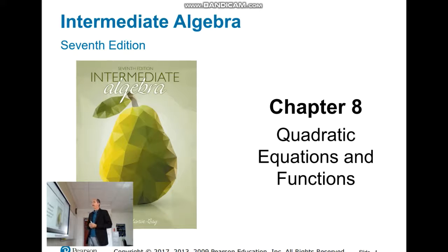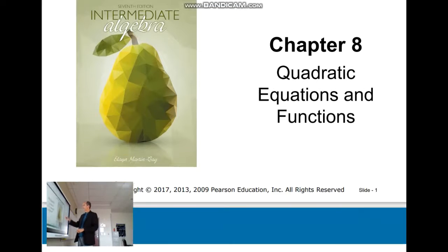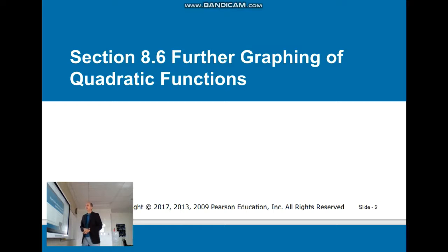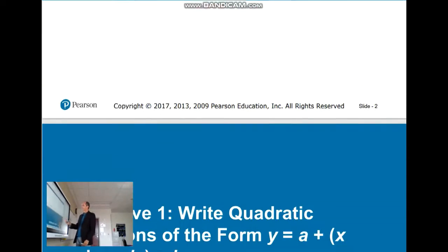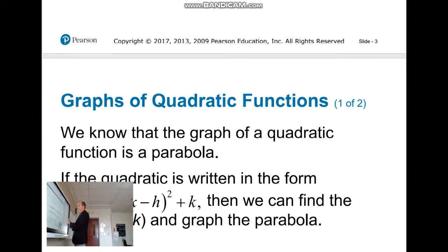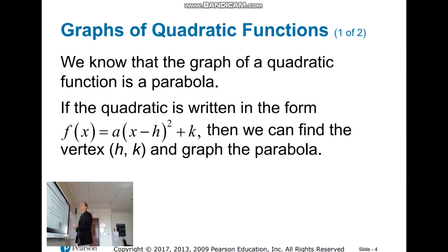Hello, back to chapter 8, quadratic equations and functions. Now we are working on section 8.6, further graphing of quadratic functions. The objective number 1 is to write quadratic functions of the form y equals a times (x minus h) squared plus k. Let's go to the graphs of quadratic functions.